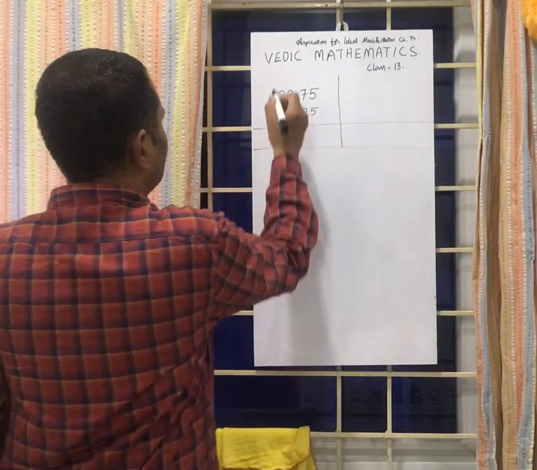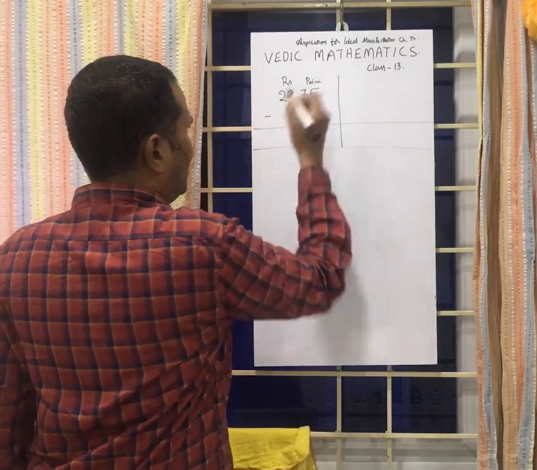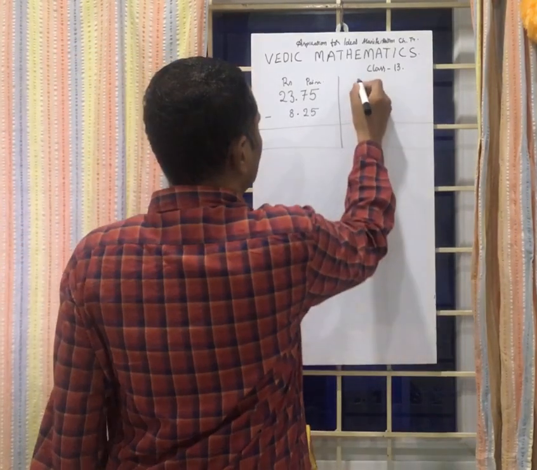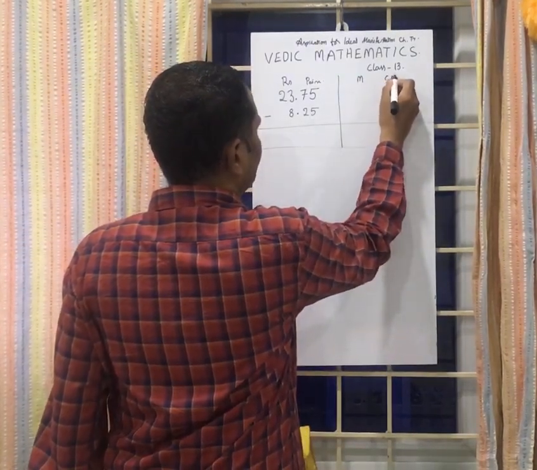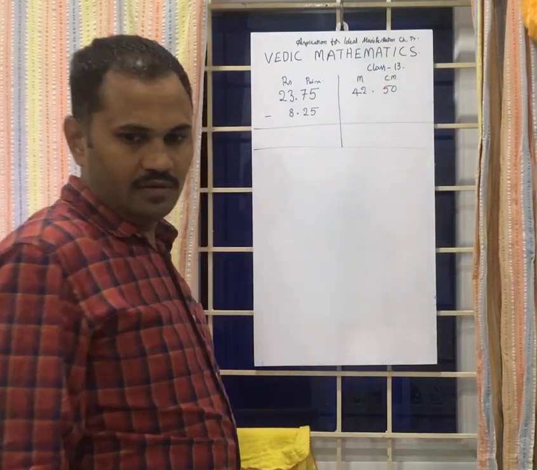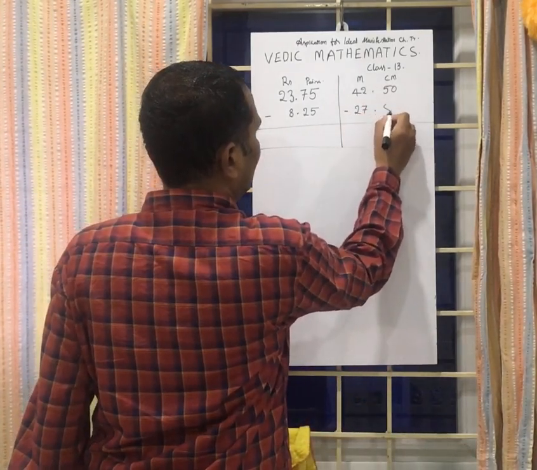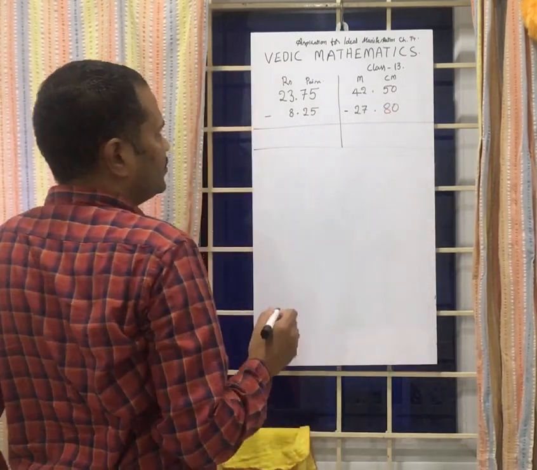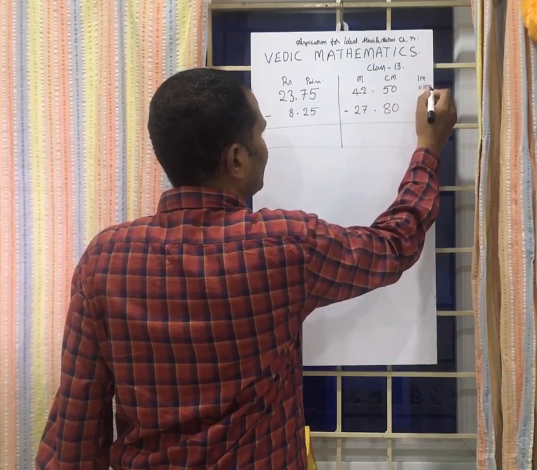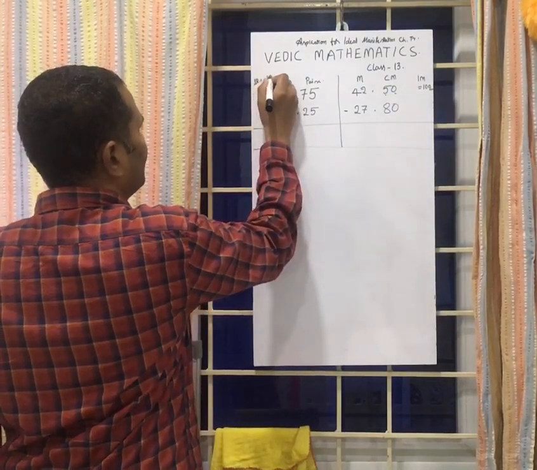This is once again, let's take the units, let's practice the units now. Rupees and paise. Now length example. Let's take the length example. Meter and centimeter. 42.50 meters and centimeter. 42.50. Okay. Minus 27.80. Here what we're trying to see, the 1 meter is equal to 100 centimeters. So that's the reason why you have 2. And here 1 rupee is equal to 100 paisa.